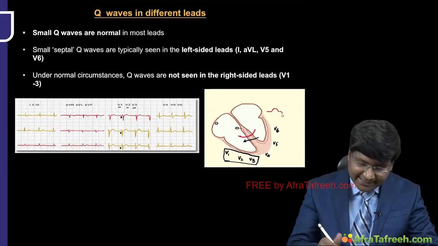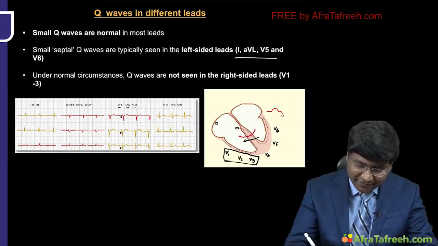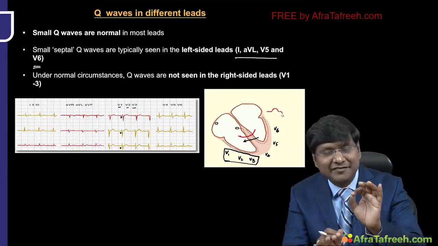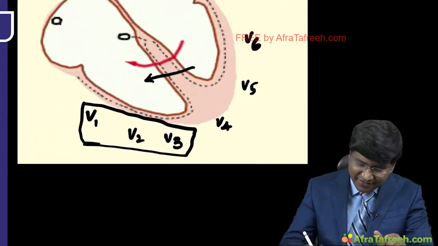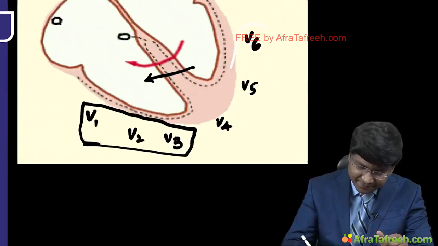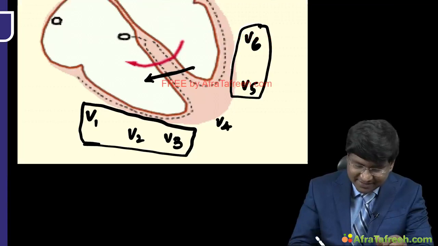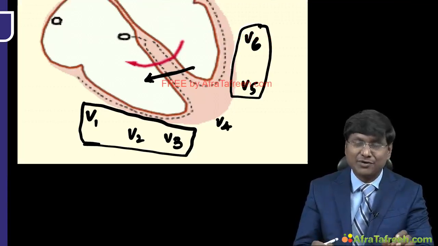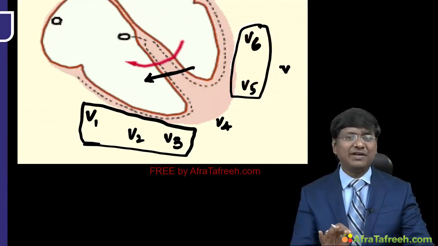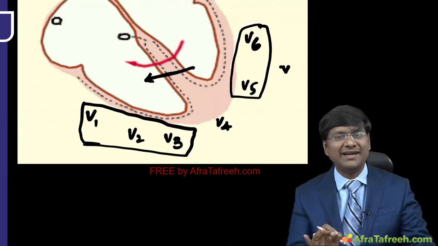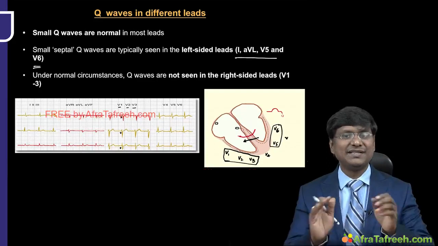Whereas in the lateral leads like 1, AVL, V5, V6, you will definitely have a small septal Q wave, because V5 and V6 are picking up the electrical activity from the septum, which has the direction of depolarization away from V5 and V6. That is the reason why you have a small Q wave in V5, V6 as well as 1 and AVL. Now, you should know what is the normal Q wave and what is the pathological Q wave.